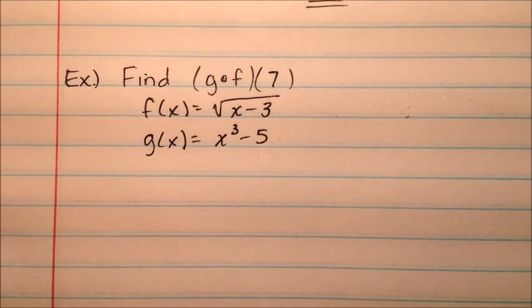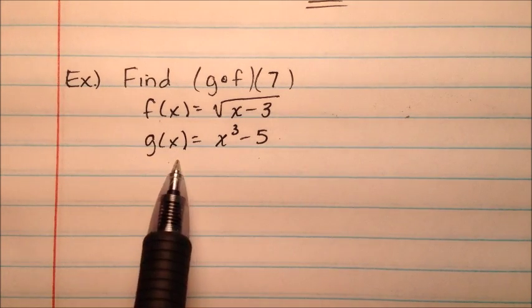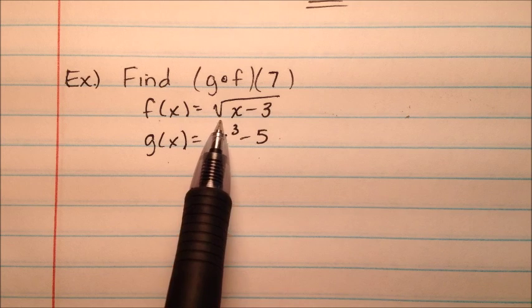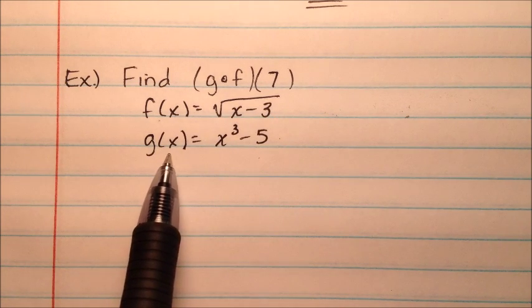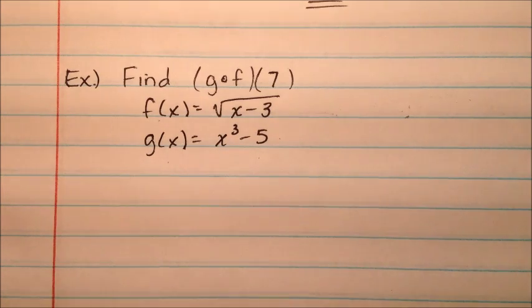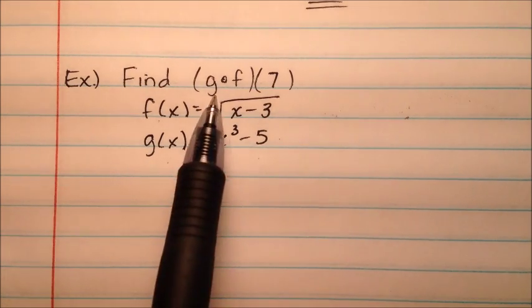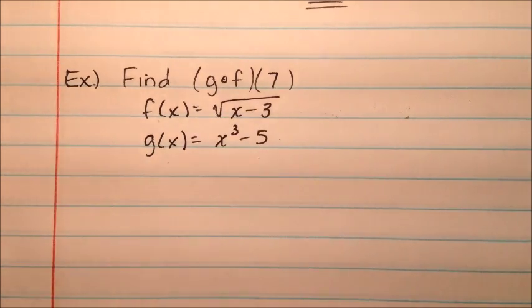In the next example, we have two functions, f and g, and f of x is defined as the square root of the quantity x minus 3, and g of x is defined as x cubed minus 5. What we're looking for is g circle f of 7.